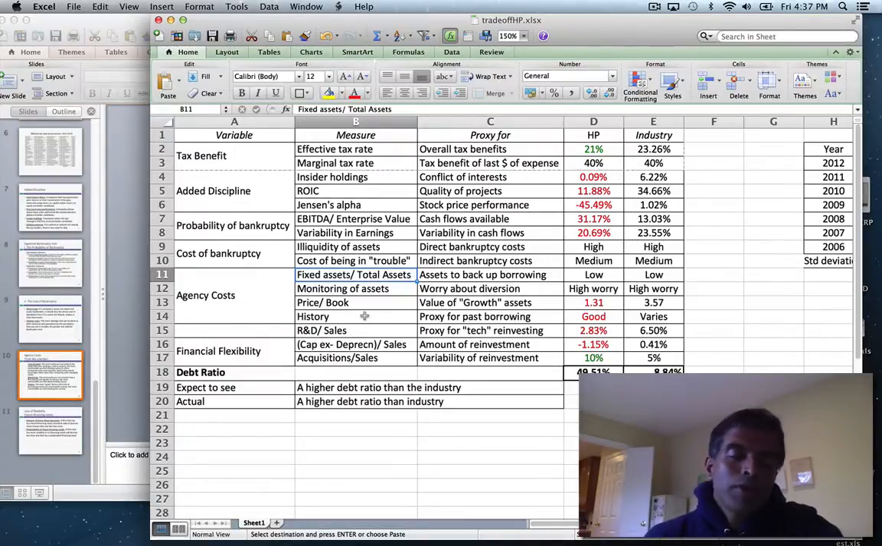Then I looked at the price to book ratio. It's market value of equity divided by book value of equity. You're saying, what does that mean?